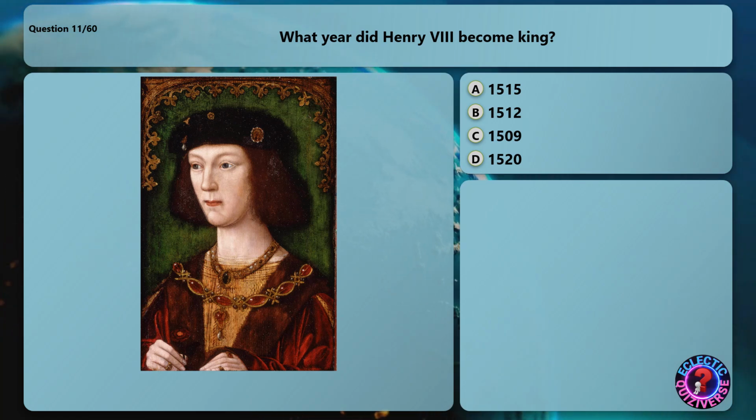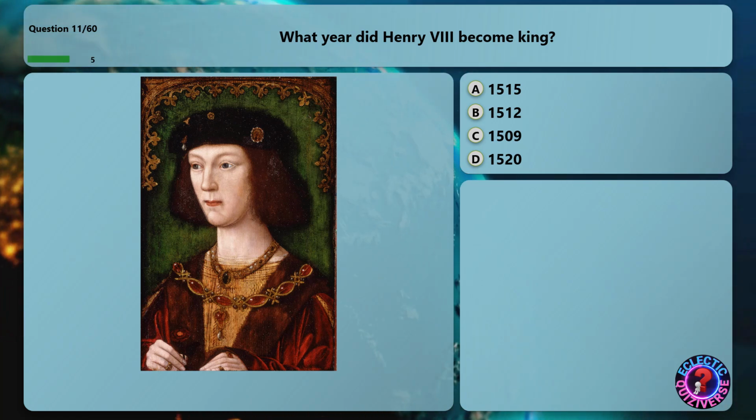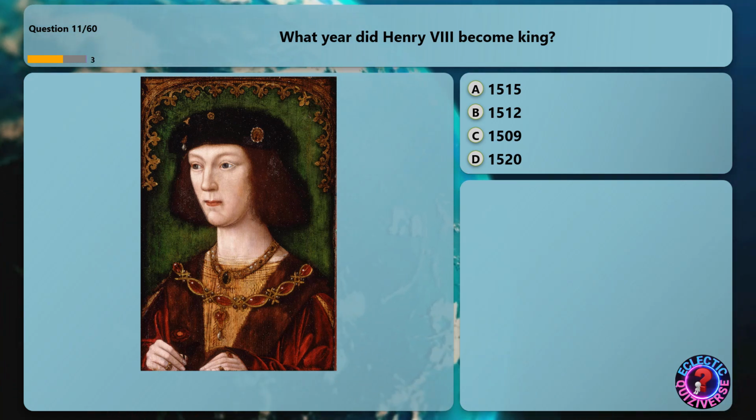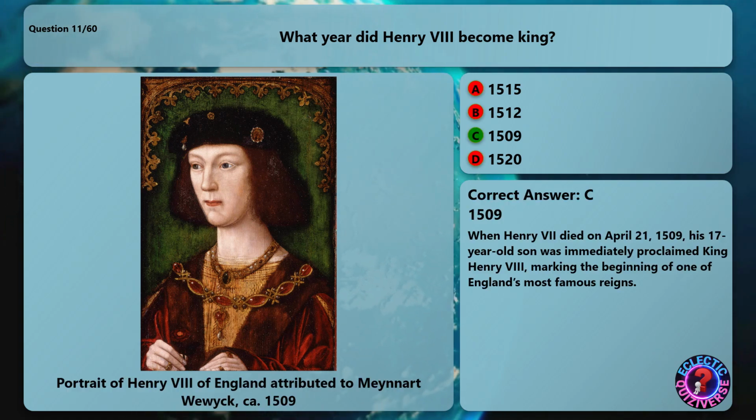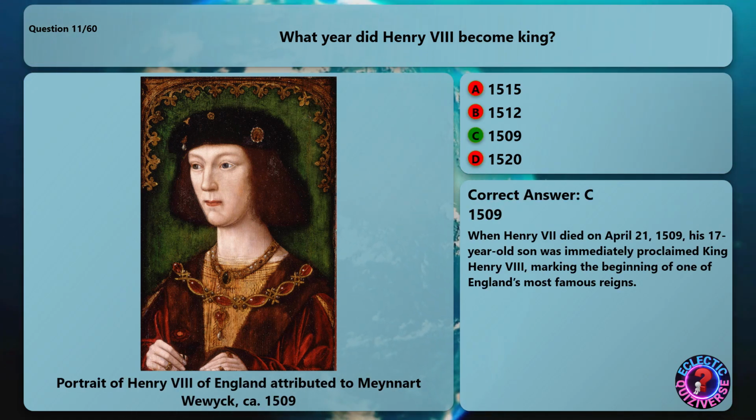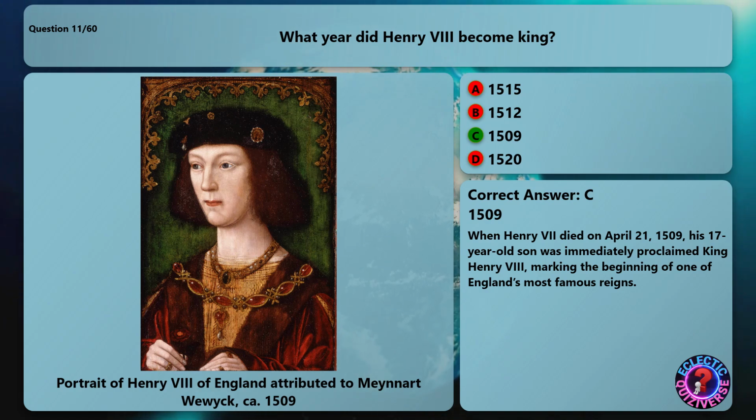What year did Henry VIII become king? The correct answer is 1509. When Henry VII died on April 21, 1509, his 17-year-old son was immediately proclaimed King Henry VIII, marking the beginning of one of England's most famous reigns.